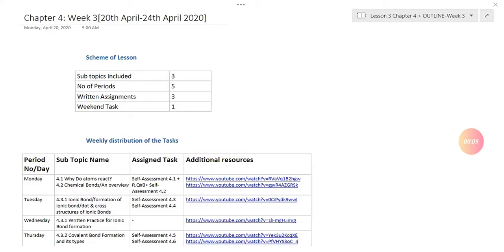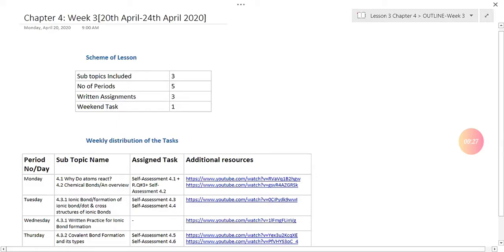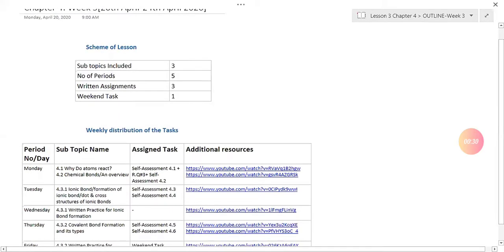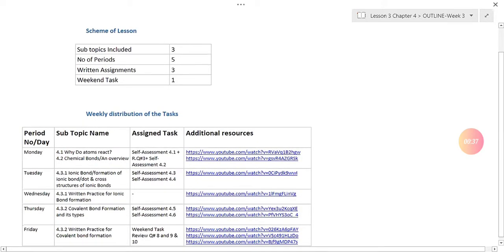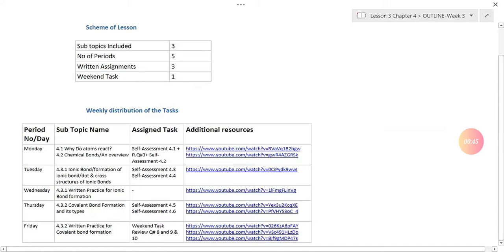This is the lesson for week 3, starting from 20th April to 24th April 2020. We are starting this week with chapter number 4, which is about the structure of molecules. We'll talk about bonding and types of bonds in this chapter. The scheme of lesson for this week is that this lesson is going to include 3 subtopics covering 5 periods. The written assignments associated are 3, with 1 weekend task.